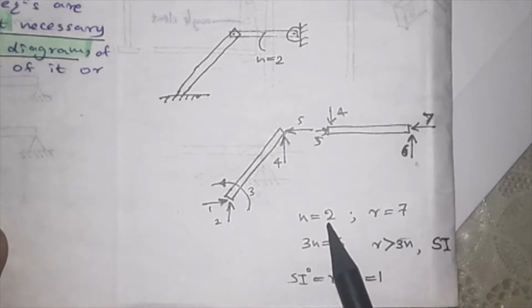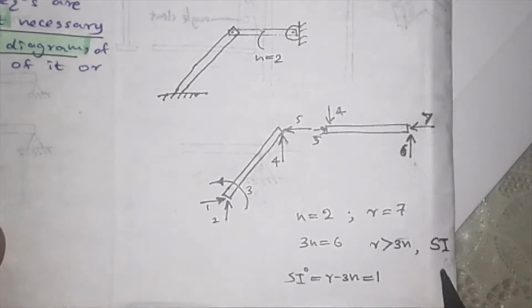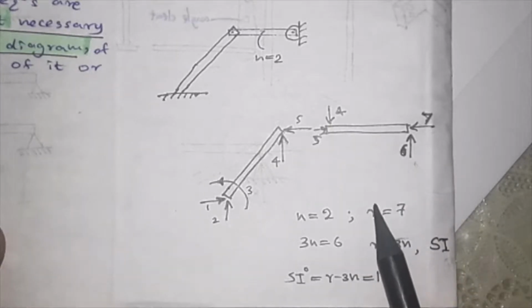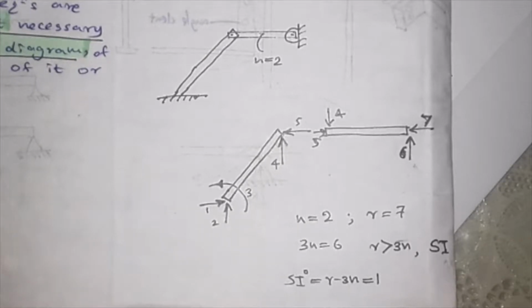When 3n is 6, but 6 is less than 7, so r is larger than 3n, so this structure is statically indeterminate according to the theory which I have said earlier. So this structure is statically indeterminate. So this type of examples can be worked out, and now we can shift to the major part.